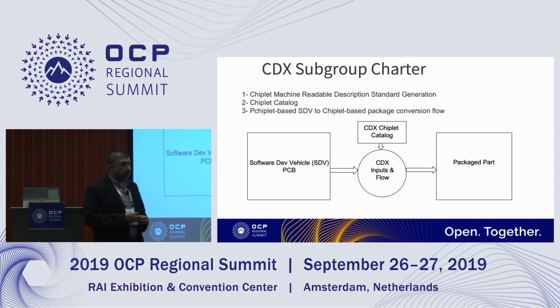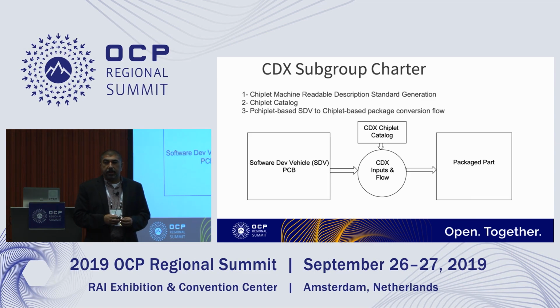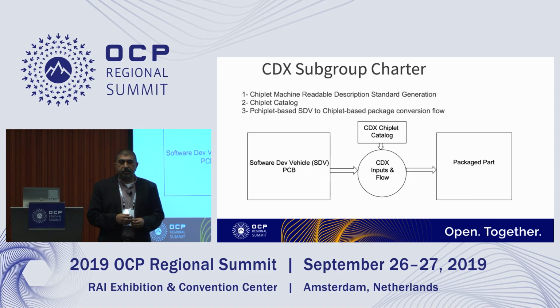One of them is that we want to at least enumerate some machine-readable formats for description of chiplets and try to come up with some kind of a standardization for it. The second one is that we want to create a catalog of available chiplets, and we're encouraging folks to join our catalog. Some work has started on that. And the last one is that we'll hear about POC next.